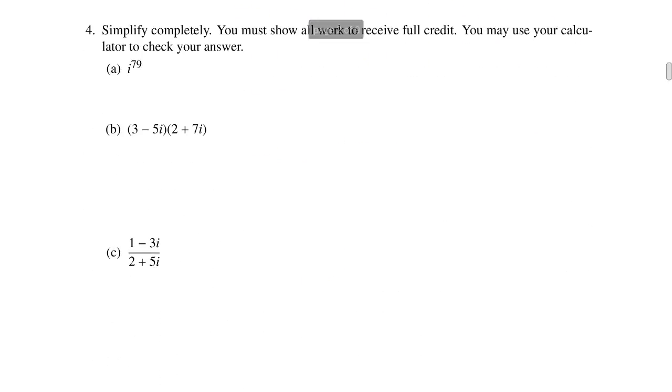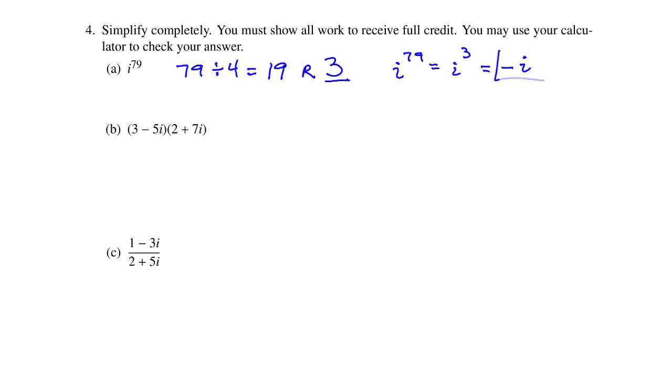Problem 4, simplify completely. Show your work. So in problem A, what I would do is I would do 79 divided by 4, that is equal to 19 with a remainder of 3. Since it's a remainder of 3, we know that i to the 79th power is the same thing as i cubed, and from the chart in class, we know that i cubed is negative i.